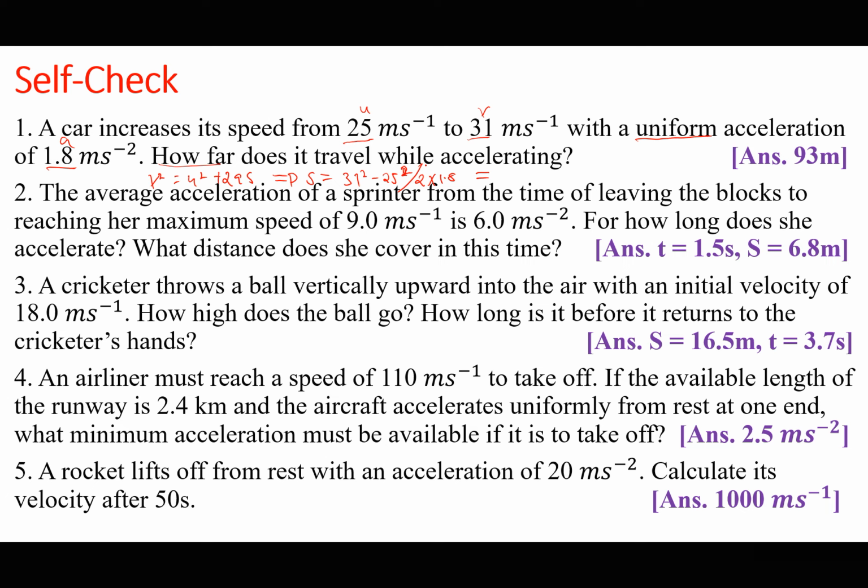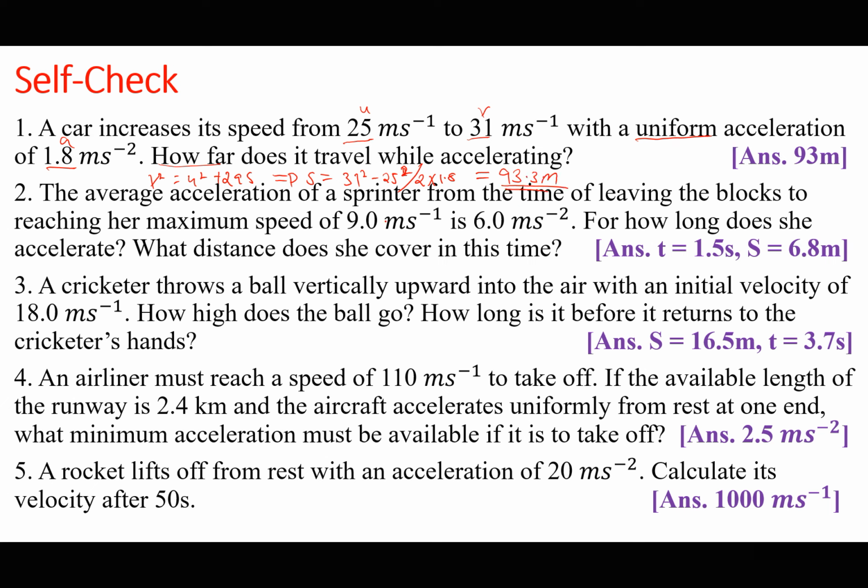So 31 squared minus 25 squared divided by 2 times 1.8. This is giving me 93.3 meters. You can also check that.